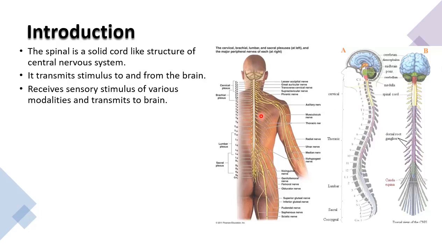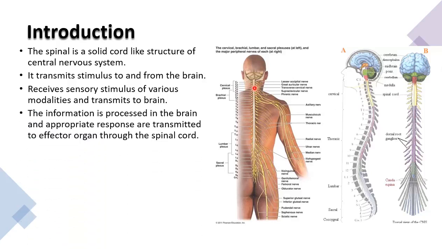All these sensations are received via the peripheral nerves. In the last class, we saw there are 31 pairs of peripheral nerves and 12 pairs of cranial nerves. While the cranial nerves directly end in the brain, these peripheral nerves pass all this information via the spinal cord. This information is transmitted to the brain and processed there, and then the appropriate action is again transmitted via the spinal cord to these peripheral nerves.